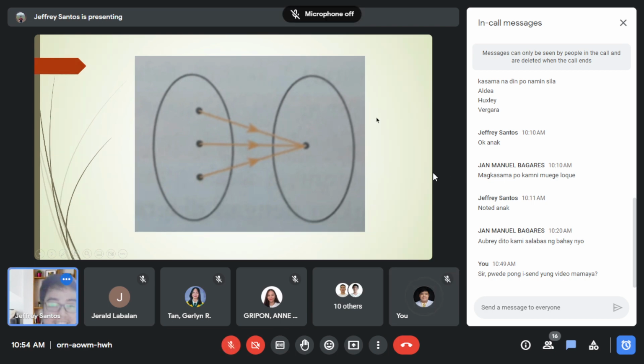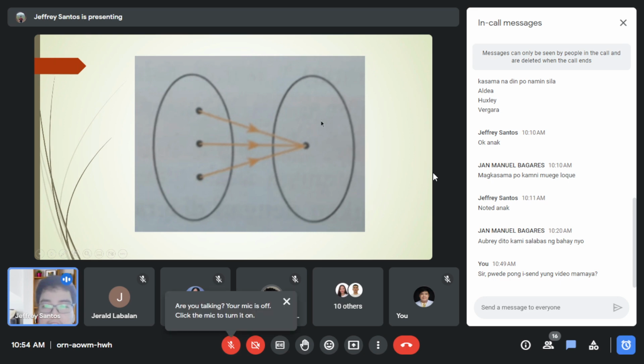Is it bijective? Pag 1:1, ibig sabihin, pag injective, anak, kunyari, isang dot, tapos yung kabilang dot, other dot. So this is not 1:1. So this is not injective. Pero ano kaya to? Is it bijective or surjective?